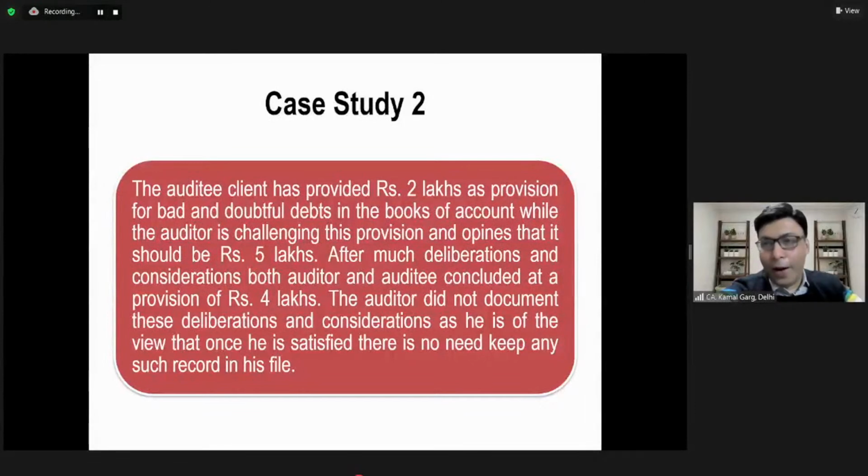So client and auditor were discussing, and ultimately they arrived at a conclusion that the provision for bad debt should be rupees 4 lakhs. Now what happened? The auditor did not document these deliberations and considerations, as he is of the opinion that once he is satisfied, there is no need to keep any such record in his file. So the auditor is saying, when I am happy, then why document? Is he correct?